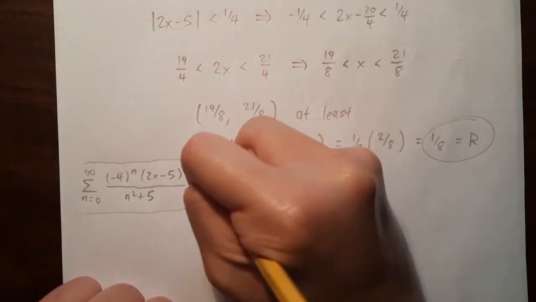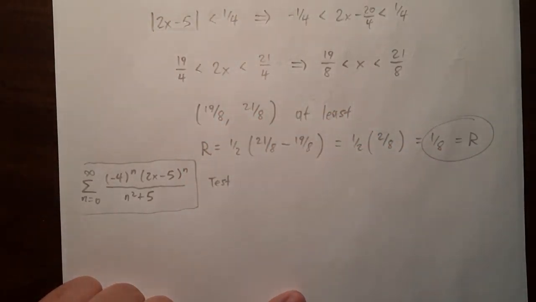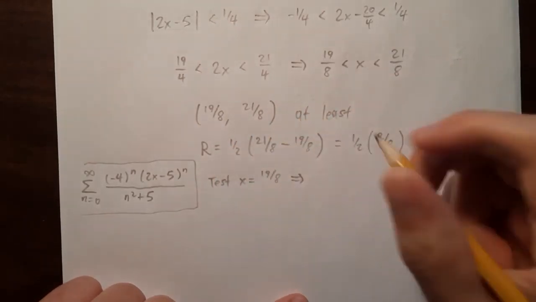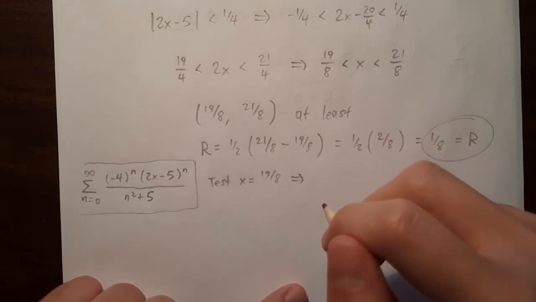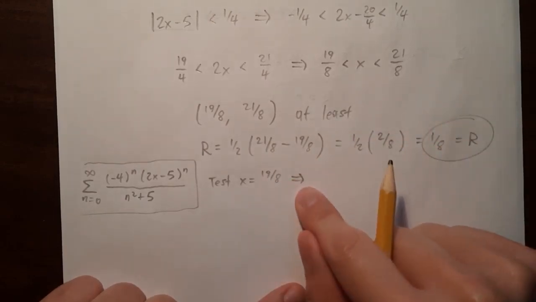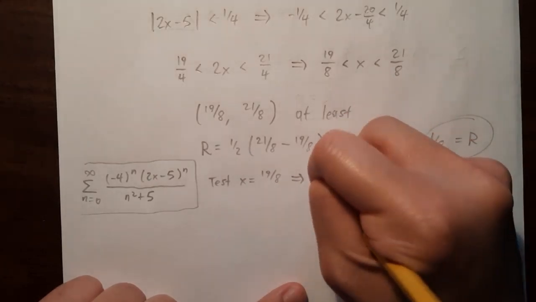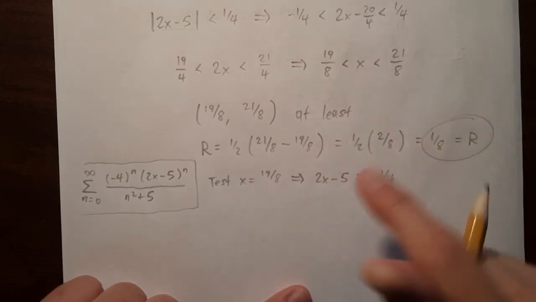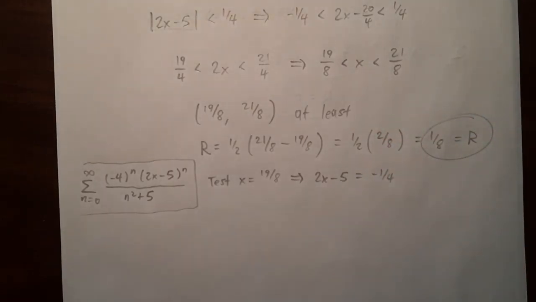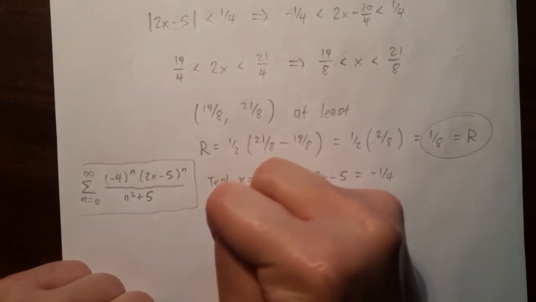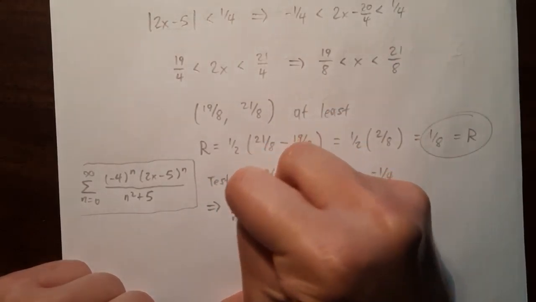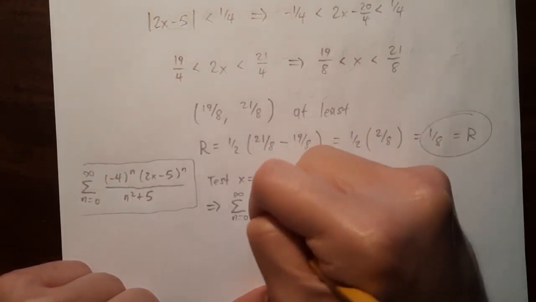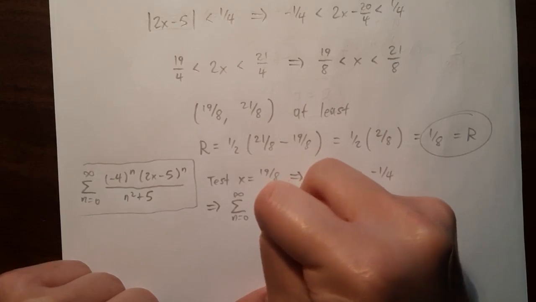All right, so let's test these out. I'm going to test x equals 19/8 to start off. So if I plug that in, what happens? Well, the critical thing is, if x equals 19/8, and you plug that into 2x minus 5, what you wind up getting is minus a fourth. All right, so in that case, my series becomes the sum of minus 4 to the n times negative a fourth to the n, all divided by n squared plus 5.